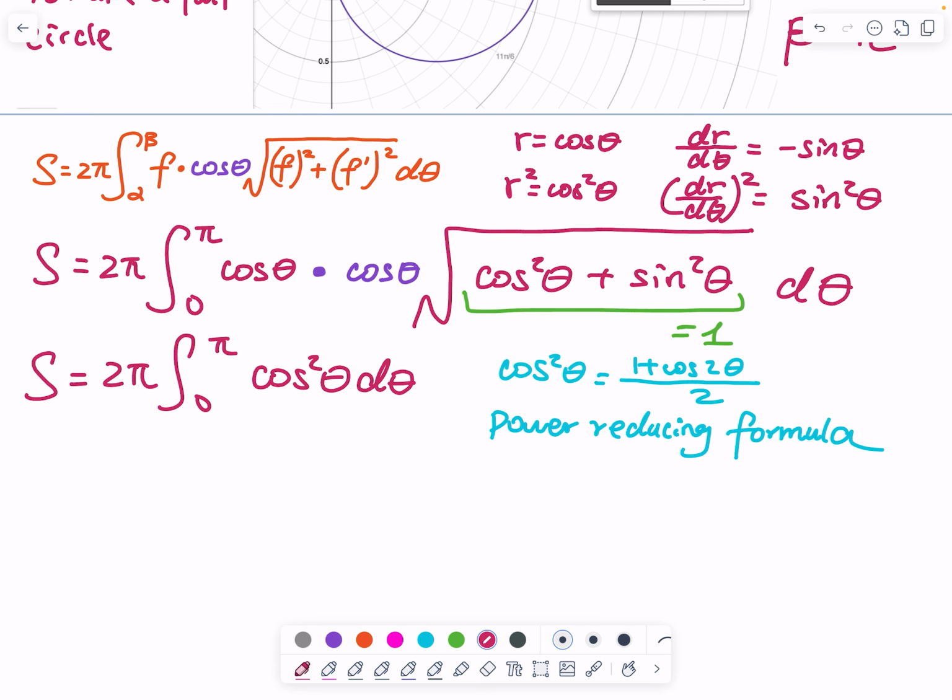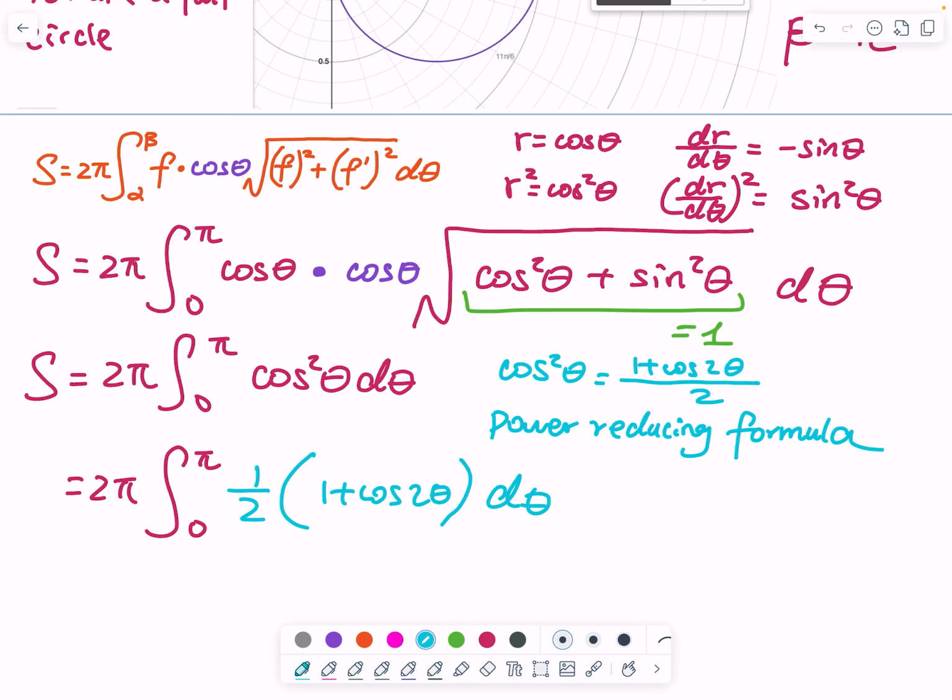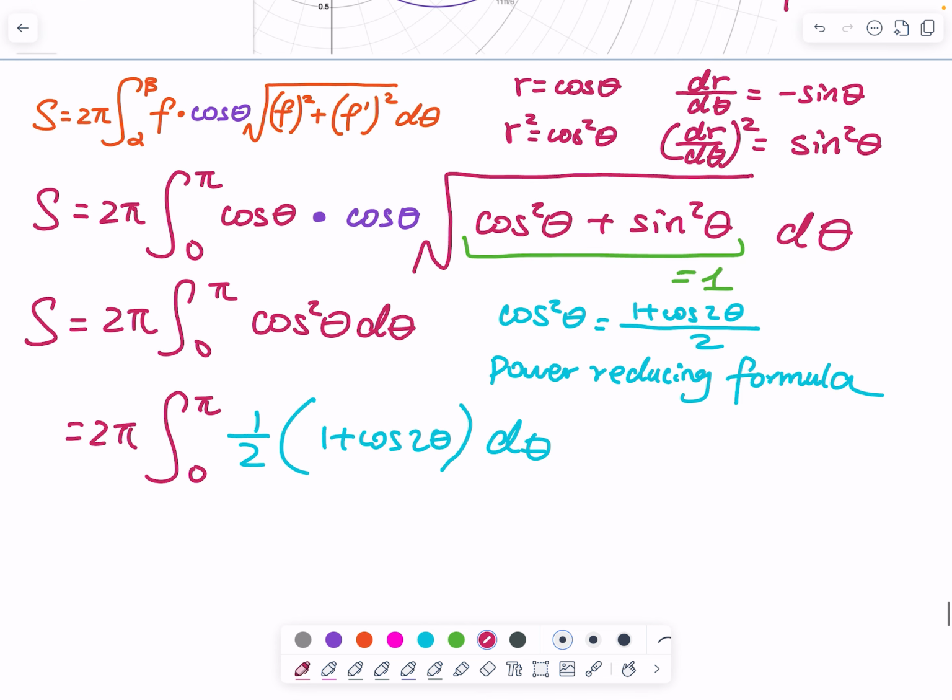Okay, and then next step, we have a 2 pi integral from 0 to pi. Let's put this down. Can I take the 1/2 out? 1 plus cosine 2 theta, and then d theta. And then the 1/2 cancels the 2. I have a pi. And then what about the integration? Integral of 1 is theta. Integral of cosine is sine. I have a sine of 2 theta. Can I just go from 0 to pi? Did I miss anything?